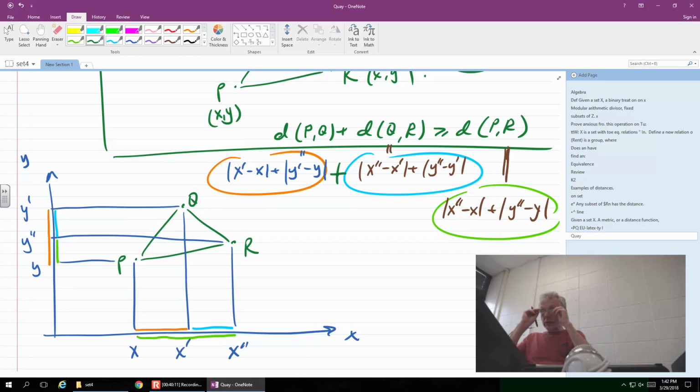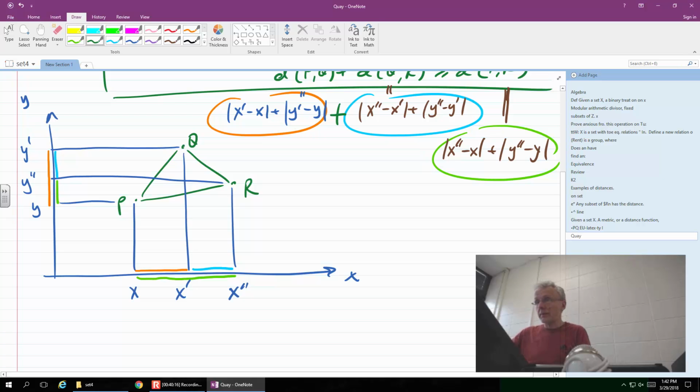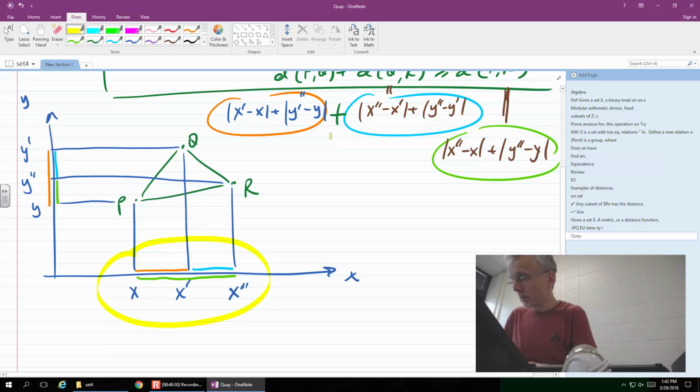Let's do one axis at a time. Let's just look first at nothing but the x-axis. Okay, what can you say? So in other words, I'm looking at this one, this orange, and this one, and that one. Any thoughts?